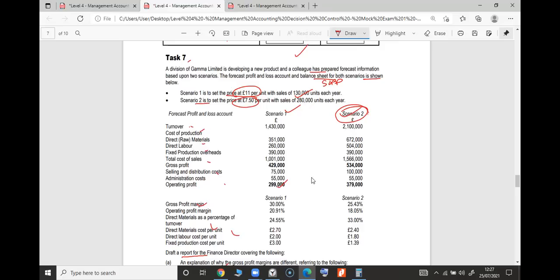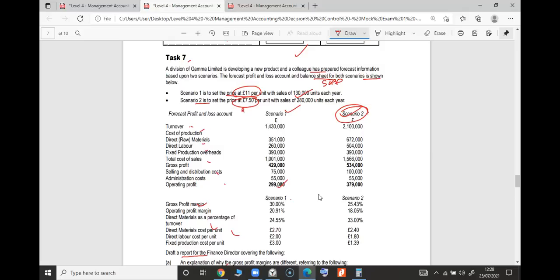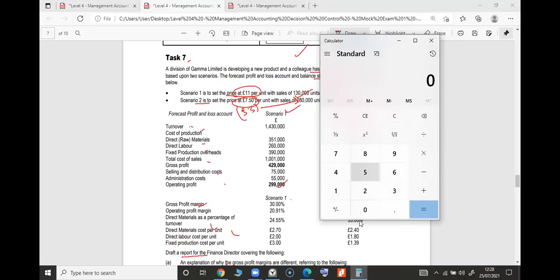How much have you reduced it by? These are very simple, but they give you marks. First scenario 11, second scenario, same product, you're going to sell for 7.50. That means 3.50 you have reduced. Because of the reduction, what happened to your volume? It has gone more than double, isn't it? 280,000 from 130,000.